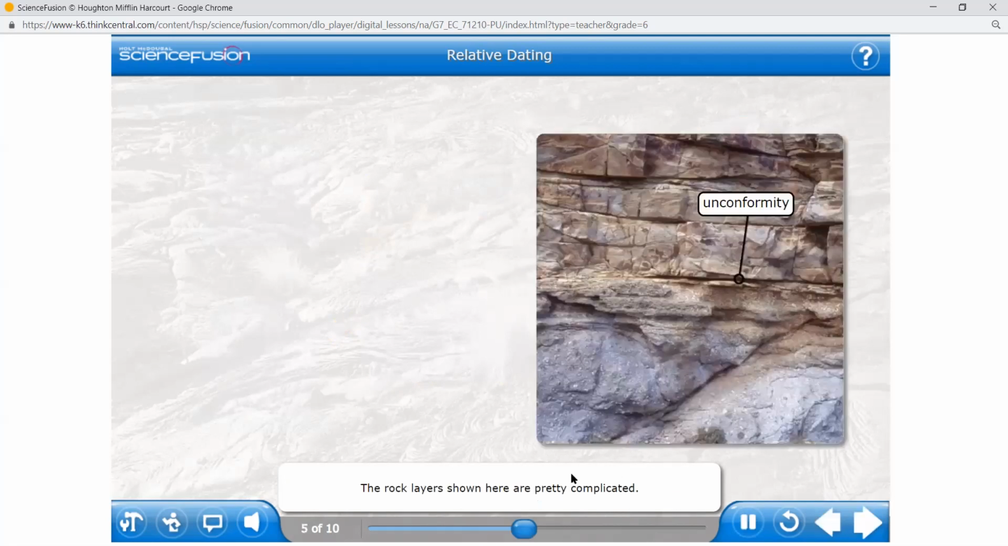The rock layers shown here are pretty complicated. See, girls, this is an unconformity. Because of the layers, it has cracked and it is not correct. Like I told you, fault means a crack in the earth's crust. If there is some earthquake or some disaster, these are mixed up because of the tilting of the earth. So that is called an unconformity. Of course, I cannot confirm the age of the rock. So I call it an unconformity.